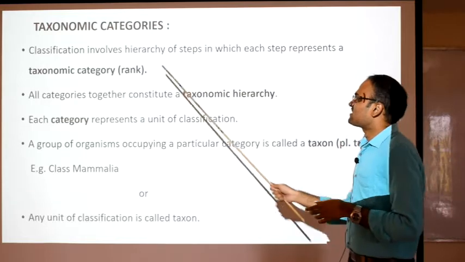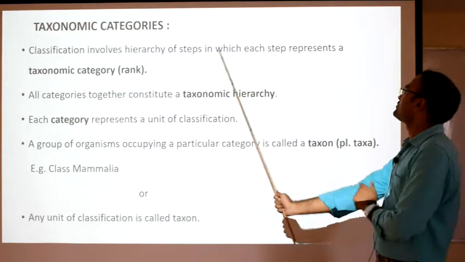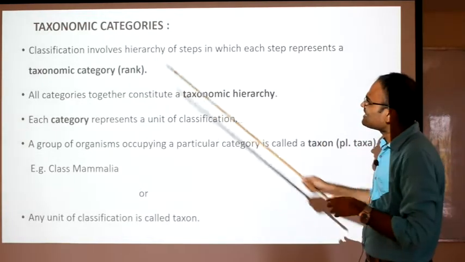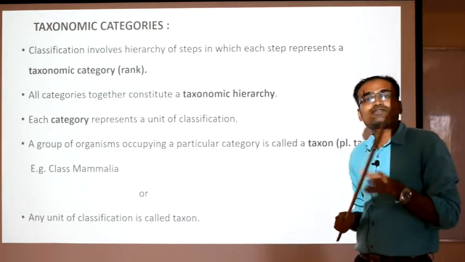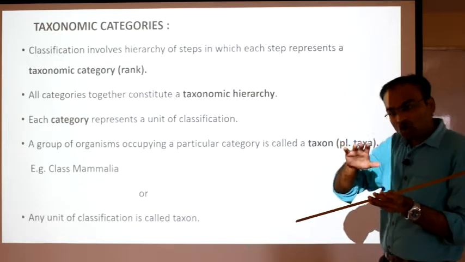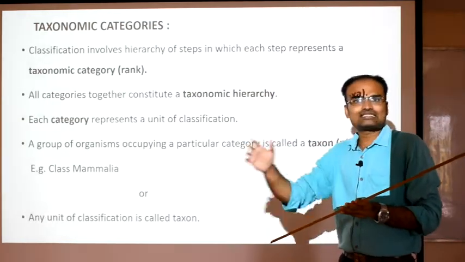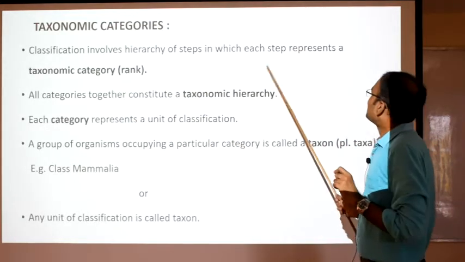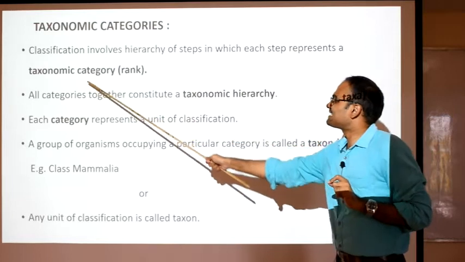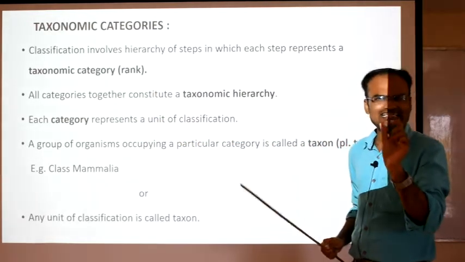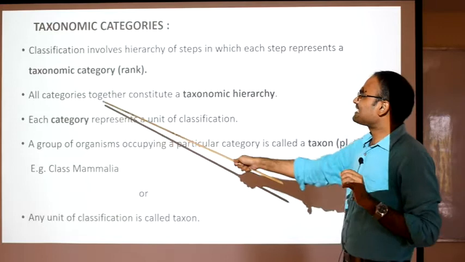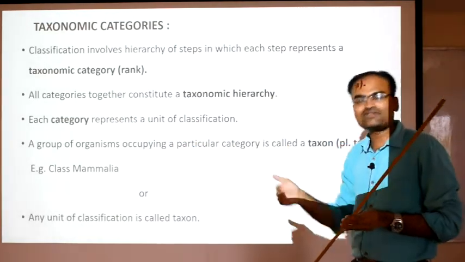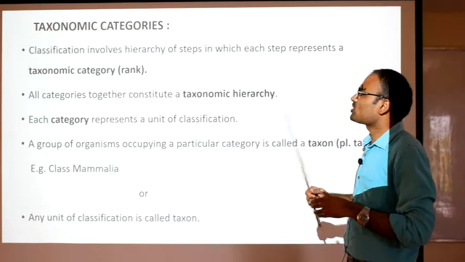Classification involves a hierarchy of steps in which each step represents a taxonomic category. Here the hierarchy refers to an order system. One order system is called a hierarchy, taxonomical hierarchy, and each step we call a taxonomical rank. All categories together constitute the taxonomical hierarchy. Whatever the rank system we are having, we call it a taxonomical hierarchy.